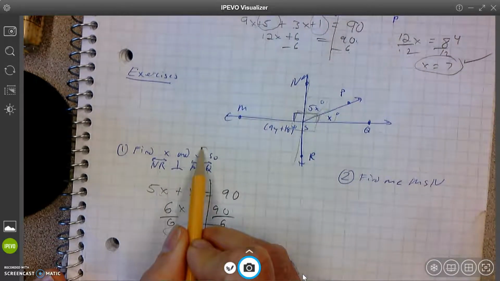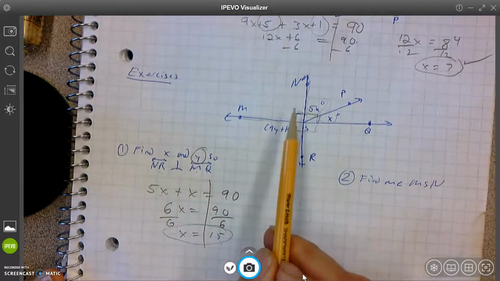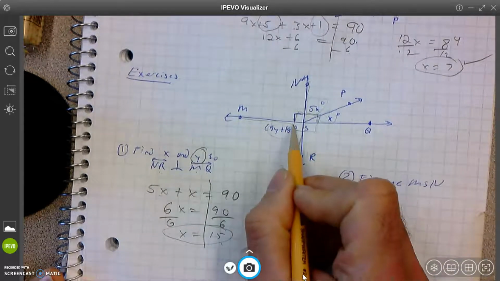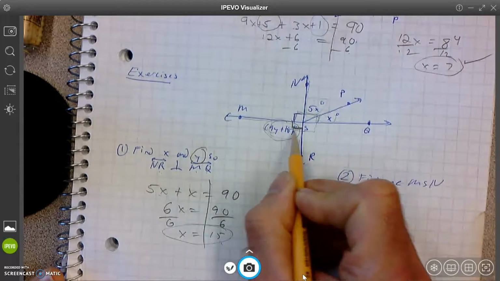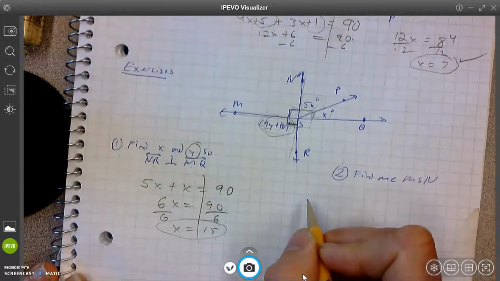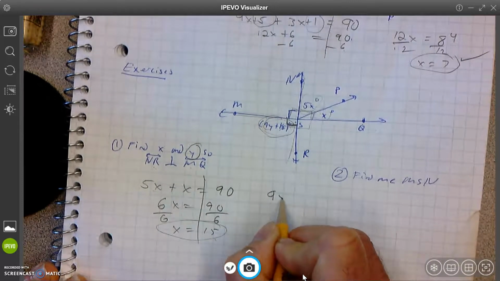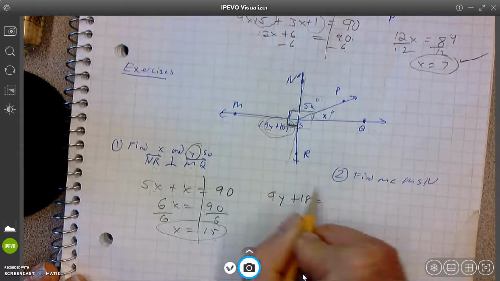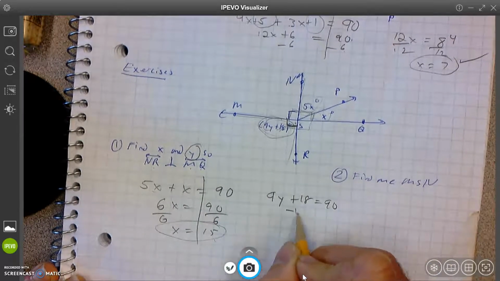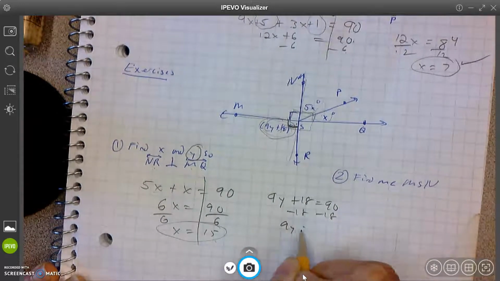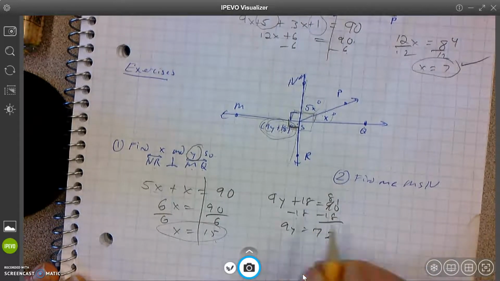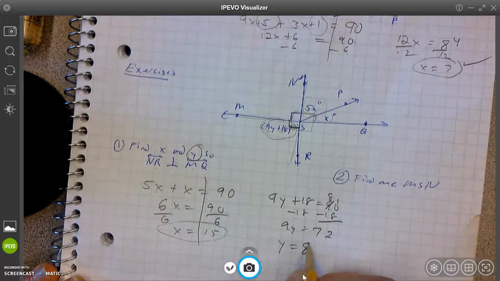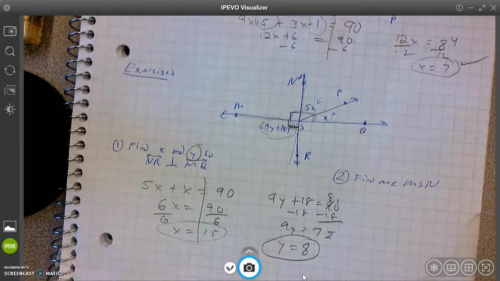Am I done? Nope. I got to find y also. I got to answer the full question. Okay, so here's y on the picture. So if it's perpendicular, that means that this is also a right angle. So that means this angle equals 90 degrees. That's all I do. So that would mean that 9y plus 18, just this angle, equals 90. Subtract 18. 9y equals 72. 9 times what is 72? That would be 8. 9 times 8 is 72. I don't have to divide by 9. I don't need to do that step.